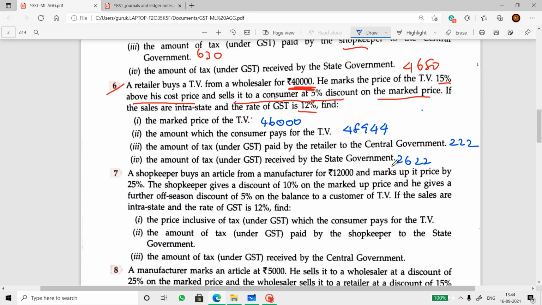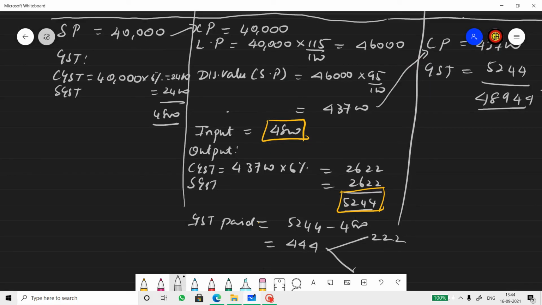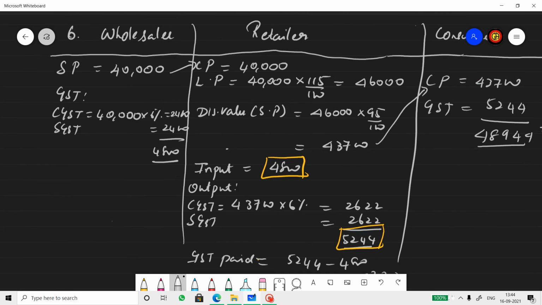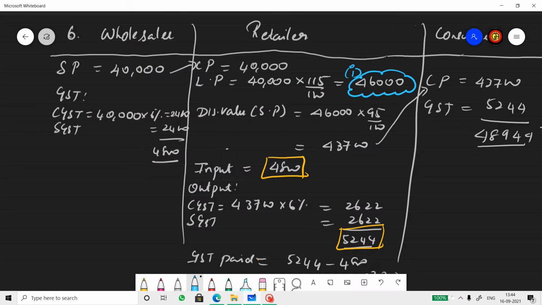Now let's see whether we are getting this answer. The marked price of the TV. All right. The marked price of the TV is here. Who's marking this? The retailer. So here is the answer for that. The marked price of the TV is 46,000. Next one, the amount which the consumer pays for the TV. The consumer pays this.